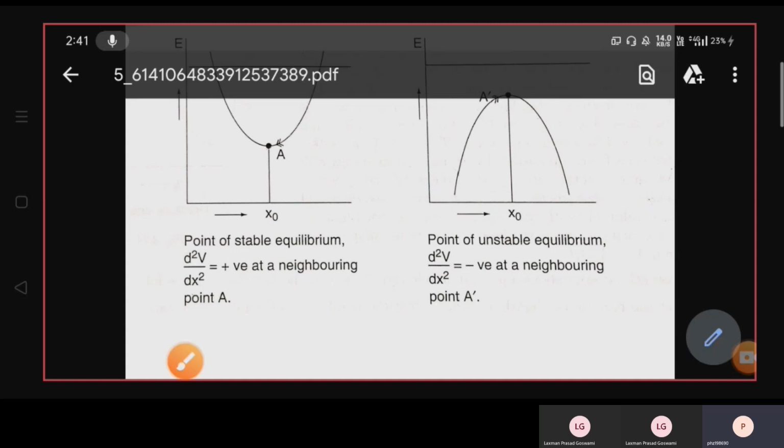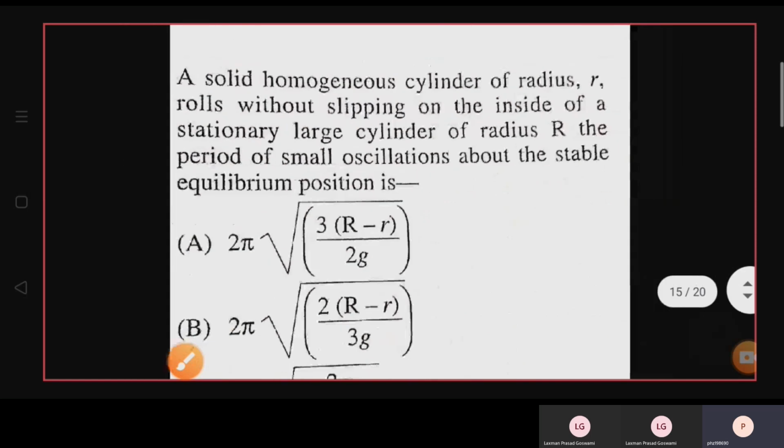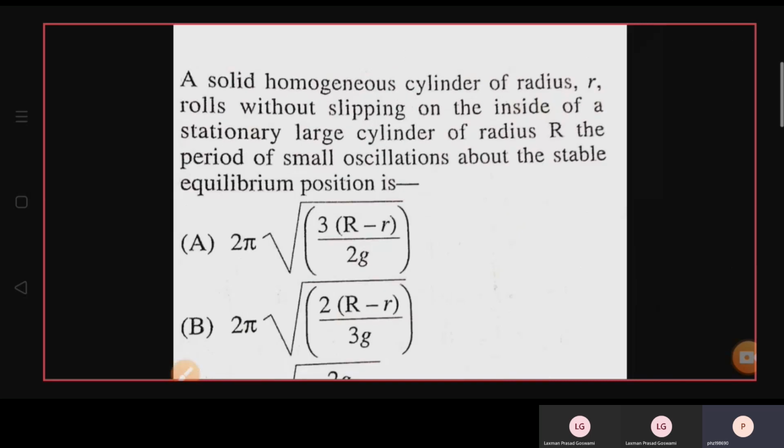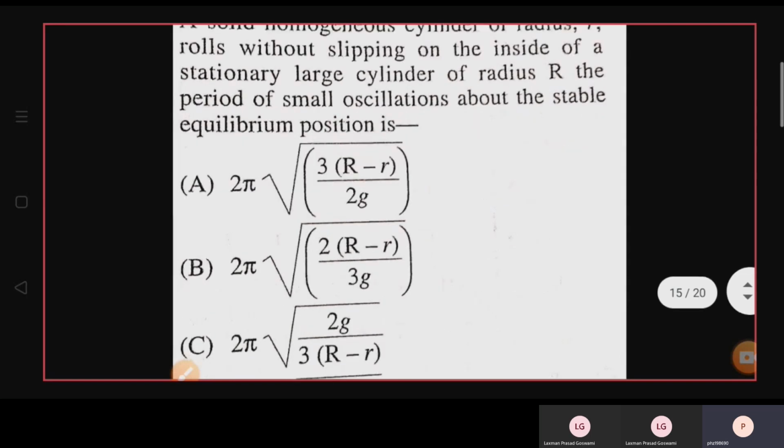Okay. Now the next question is: a solid homogeneous cylinder of radius r rolls without slipping on the inside of a stationary large cylinder of radius R. Find the period of small oscillation about the stable equilibrium position.